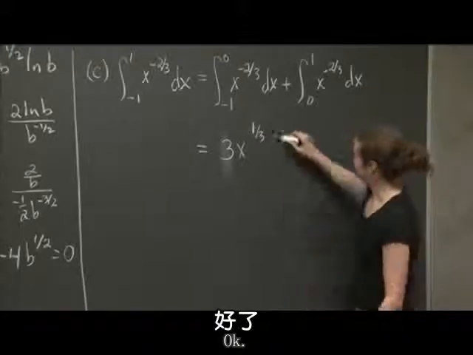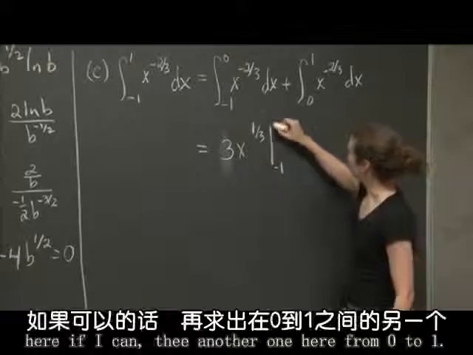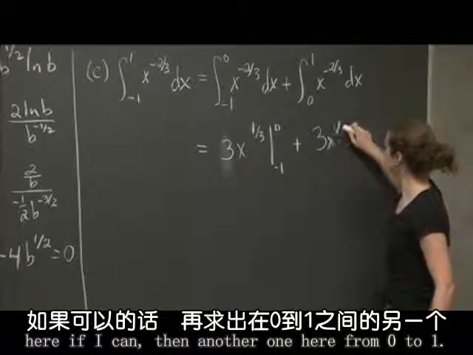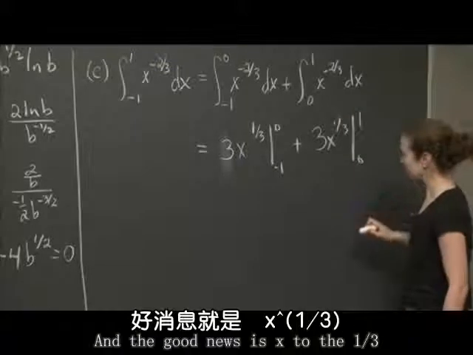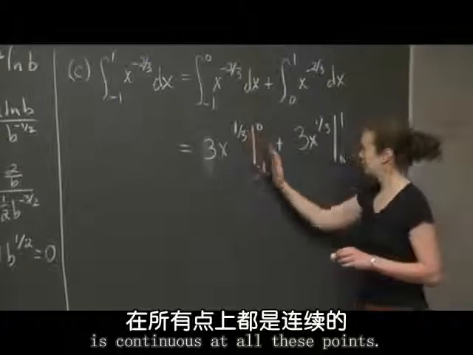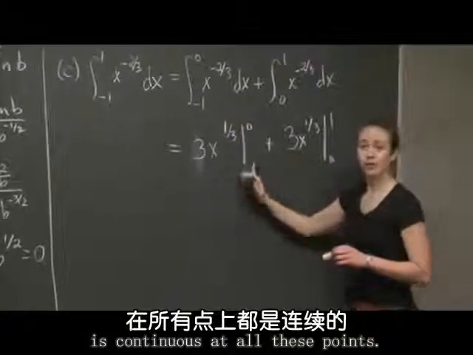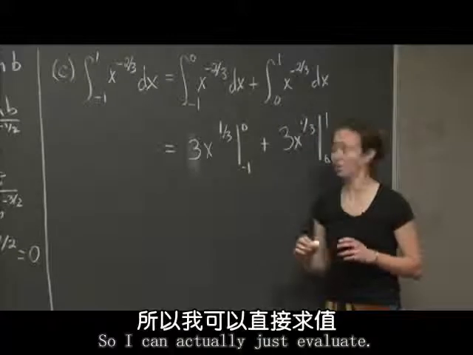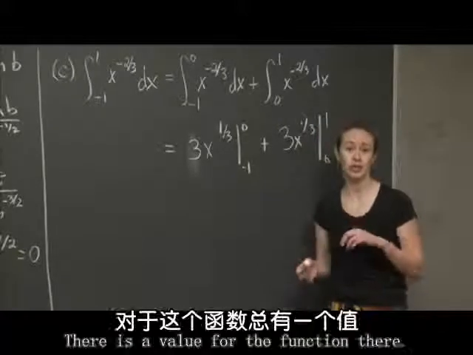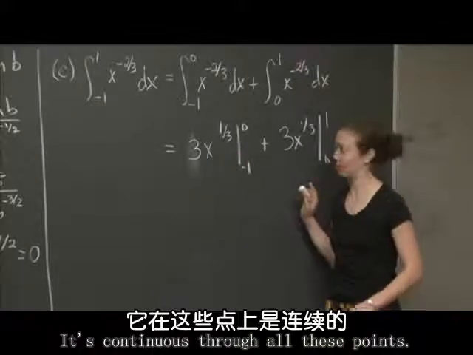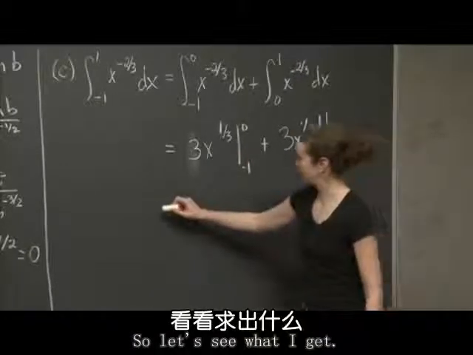Okay. And now I just need to evaluate that here, if I can, and then another one here from 0 to 1. And the good news is, x to the 1/3 is continuous at all these points. It's continuous across -1, 0, 0, and 1. So I can actually just evaluate. I don't have to worry. There is a value for the function there. It's continuous through all these points. So I can just evaluate them. So let's see what I get.